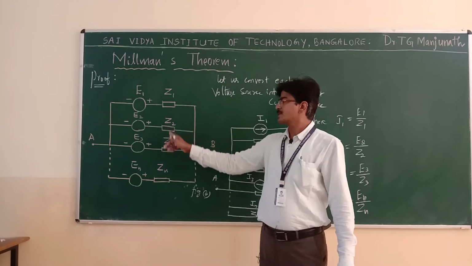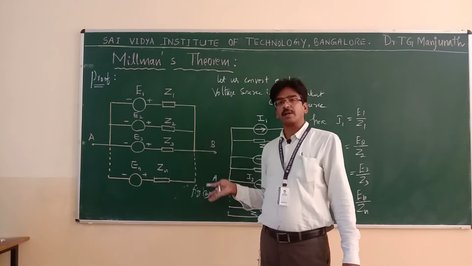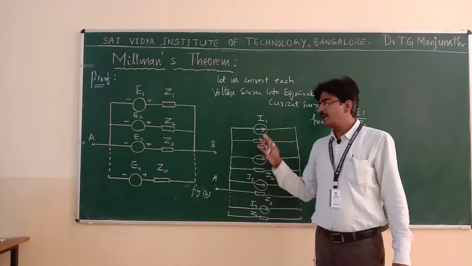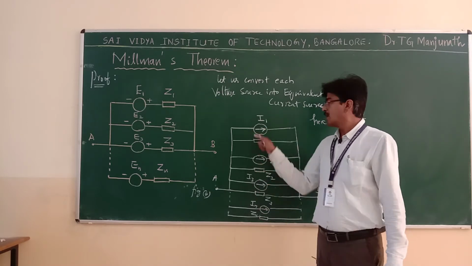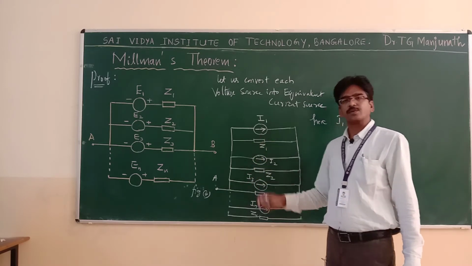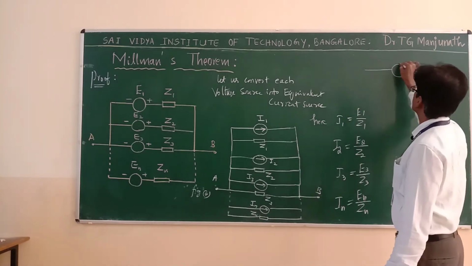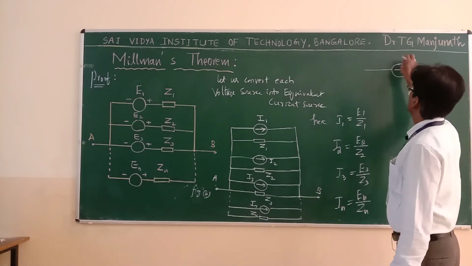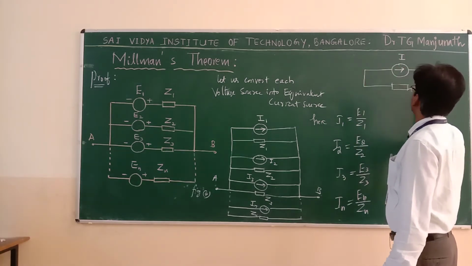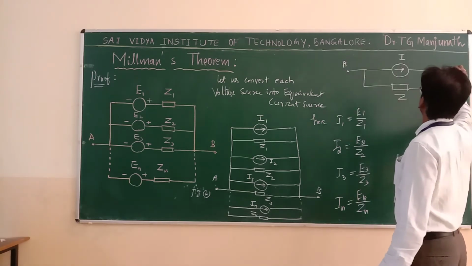If voltage sources are in parallel, you cannot add or subtract the voltage values. That is why you are converting. If current sources are in parallel, you can add or subtract the current values depending upon the direction of current. Now all are in the same direction, so I can add all the current values to make a single current source. Let this current be I in parallel with a single impedance Z. This is terminal A, this is terminal B.